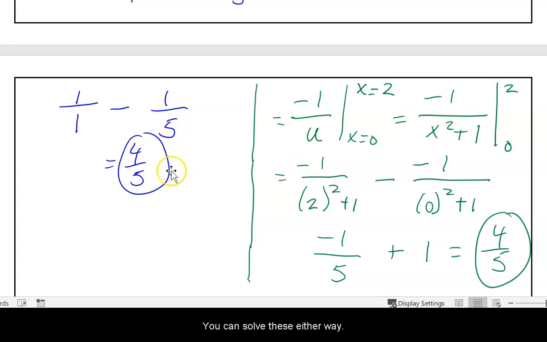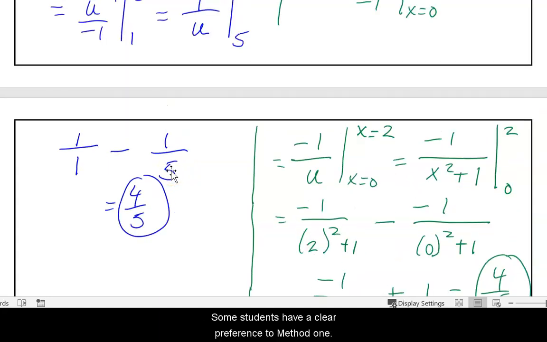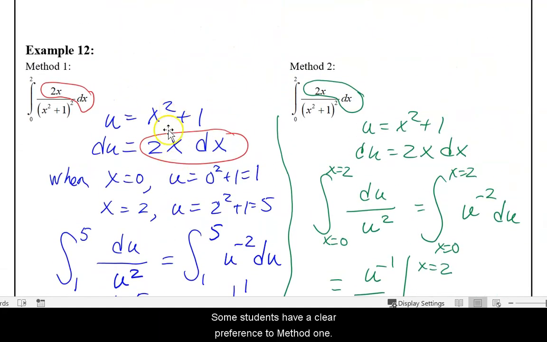You can solve these either way. Some students have a clear preference to method 1. Some students have a clear preference to method 2. Again, I will tell you there are occasions where one is easier than the other. You will start to get a feel for it after having done maybe 30 or 40 or 50 problems. And I hate to say it, but that will be about 2 to 3 weeks into Calculus 2 or less.